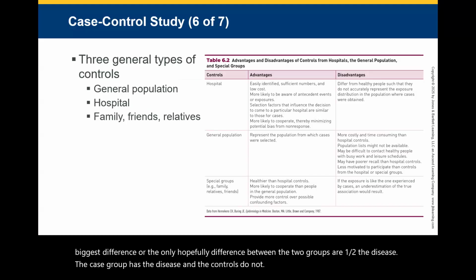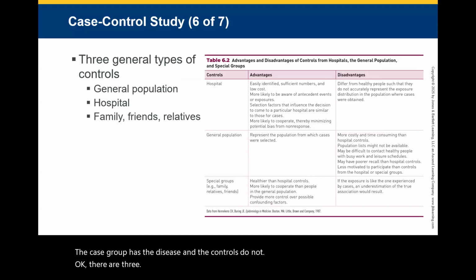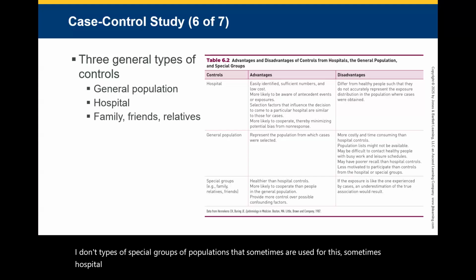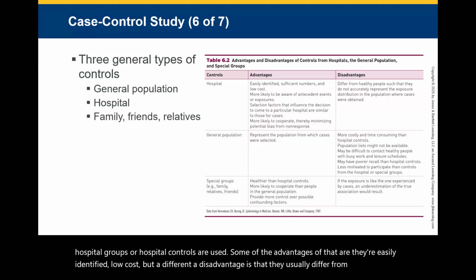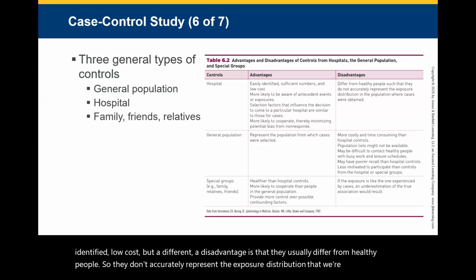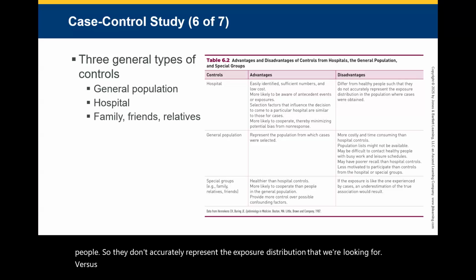There are 3 types of special groups of populations that sometimes are used for this. Sometimes hospital groups or hospital controls are used. Some of the advantages of that are they're easily identified, low cost. But a disadvantage is that they usually differ from healthy people. So they don't accurately represent the exposure distribution that we're looking for versus the general population.